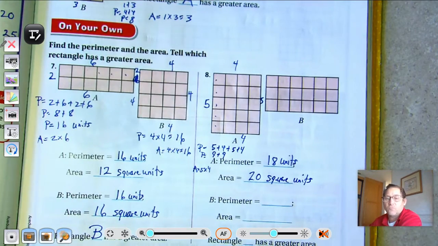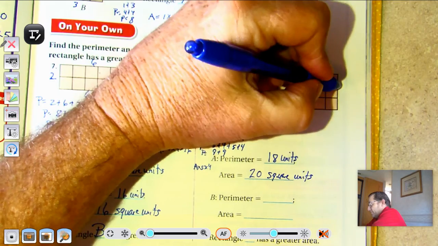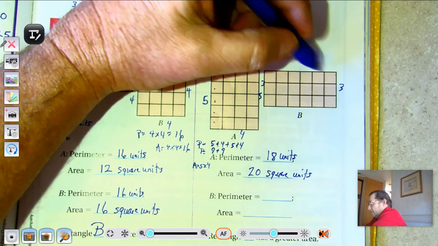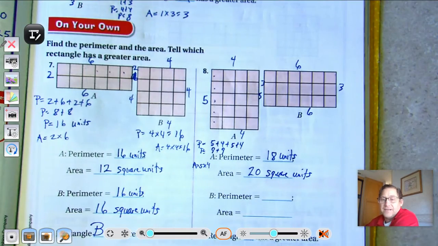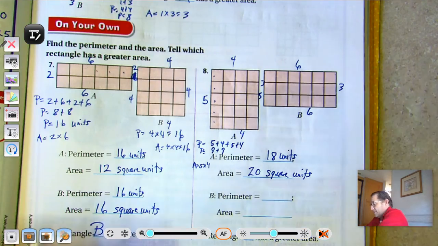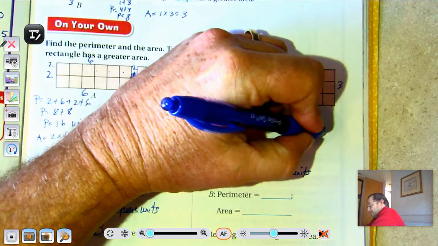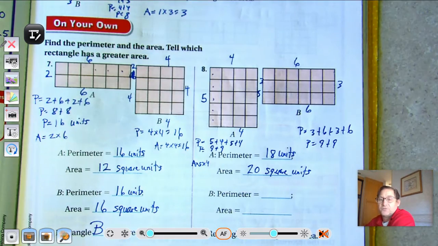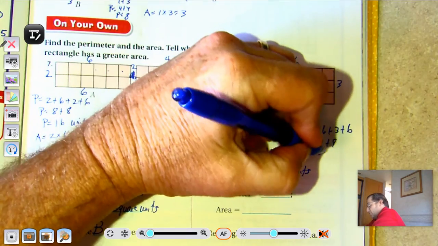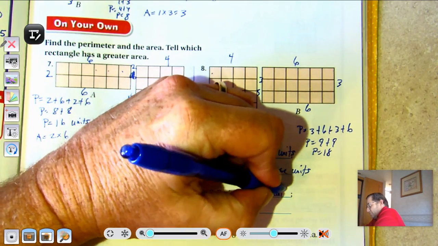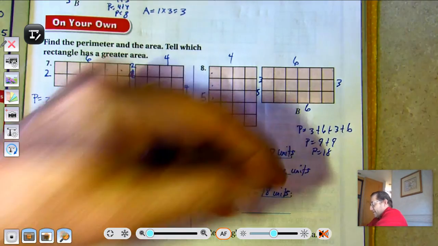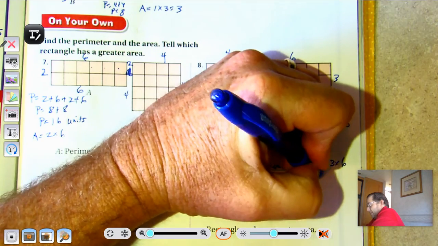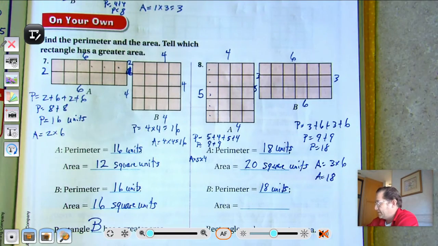What's B? Well, we have a length of 3 on that side. So its opposite side is 3. And that has a length of 6, and the other side has a length of 6. So perimeter of B is 3 plus 6 plus 3 plus 6. Again, we get 2 of the sides adding up to 9. So 18 units is the perimeter. What's the area? The area is 3 times 6. So the area is 18 square units.